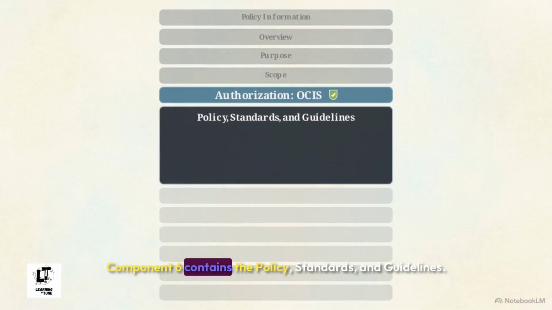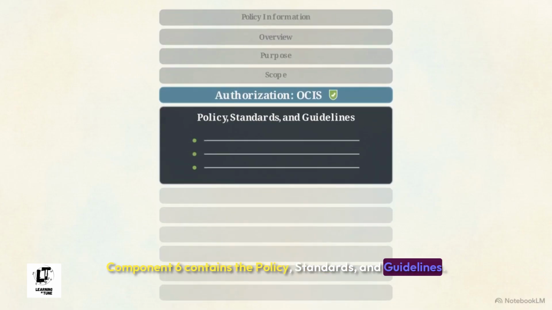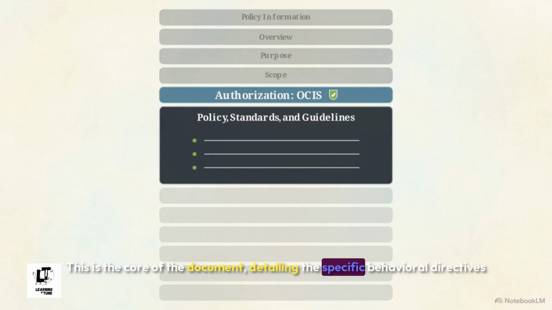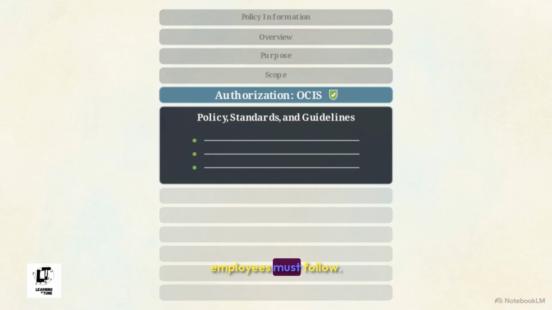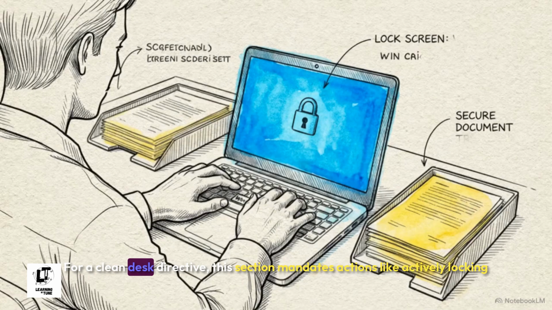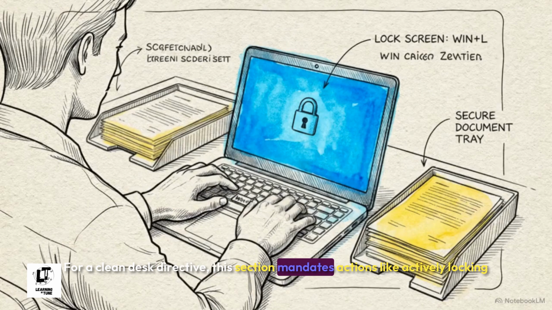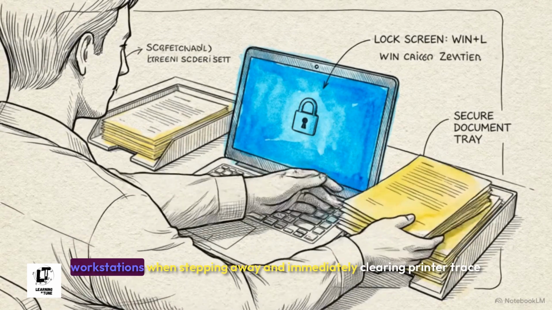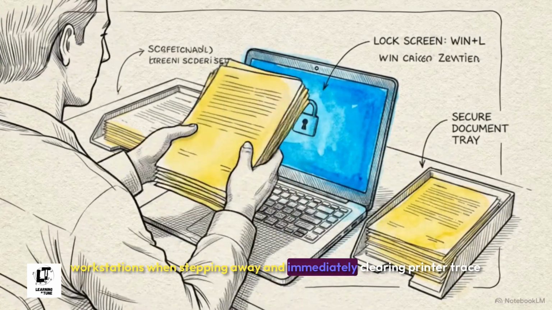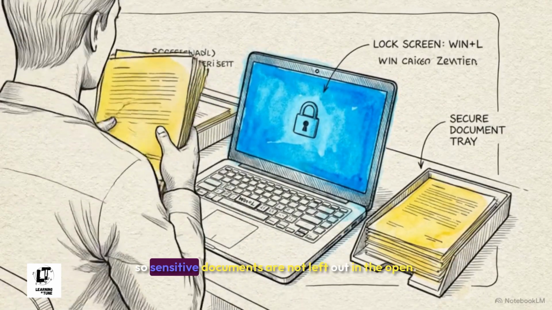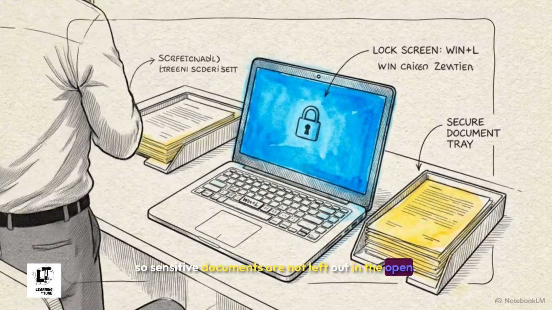Component 6 contains the policy, standards, and guidelines. This is the core of the document, detailing the specific behavioral directives employees must follow. For a Clean Desk directive, this section mandates actions like actively locking workstations when stepping away and immediately clearing printer trays so sensitive documents are not left out in the open.